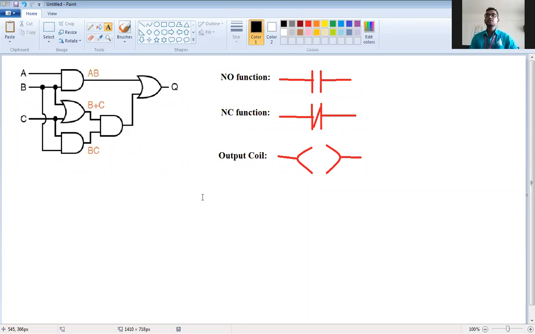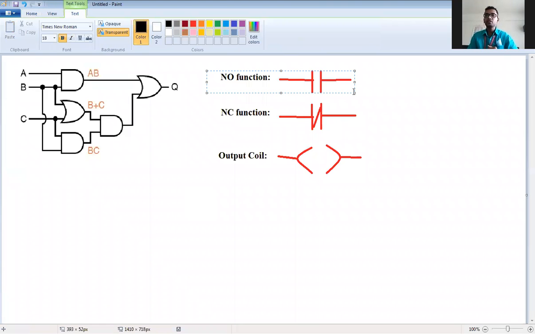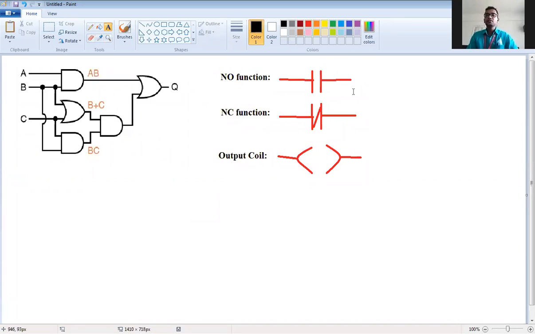I hope everyone is seeing this. So remember carefully, I'm going to tell you the basic thing: whenever any button, any switch, or any input is high, and then you want the output to be high, when this type of condition is there, you will use this NO function. And suppose your input is low and then you have to turn on the output, or make the output high, then you will use the NC function.